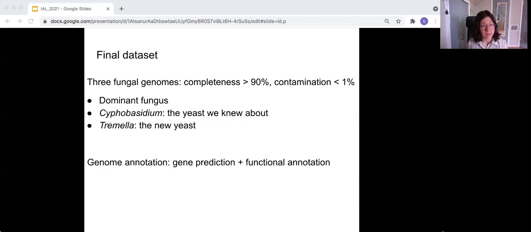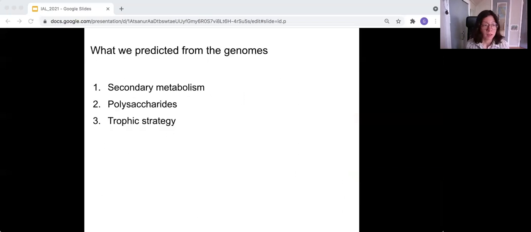Our final dataset included 3 fungal genomes, 1 from the dominant fungus and 2 from the yeasts. Each of the genomes had quality comparable to what you can expect from a genome sequence from culture. We annotated each, meaning that we predicted the genes and assigned those genes with putative functions. Now we can get to a part where we'll look into the genomes to try to understand what they tell us about the biology of fungi. We looked into many different aspects, but for this talk, I wanted to highlight three aspects.